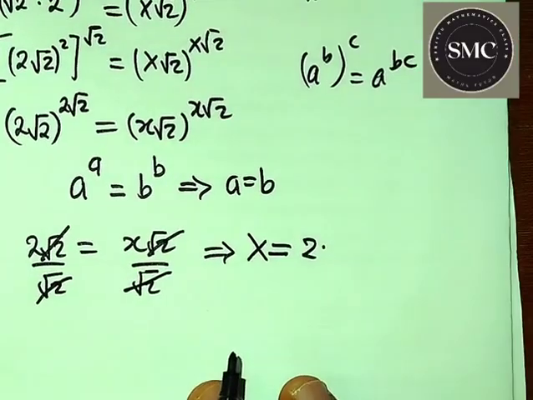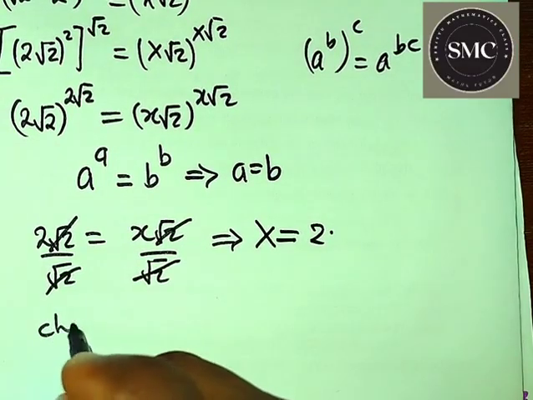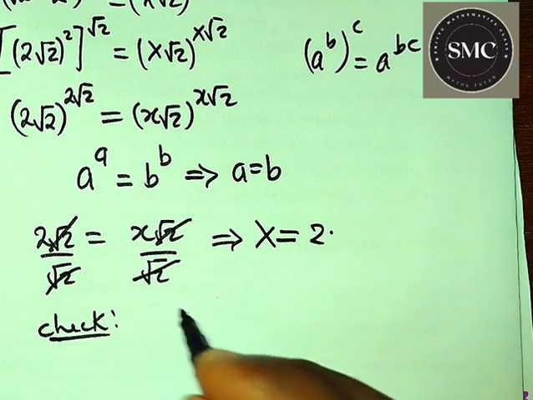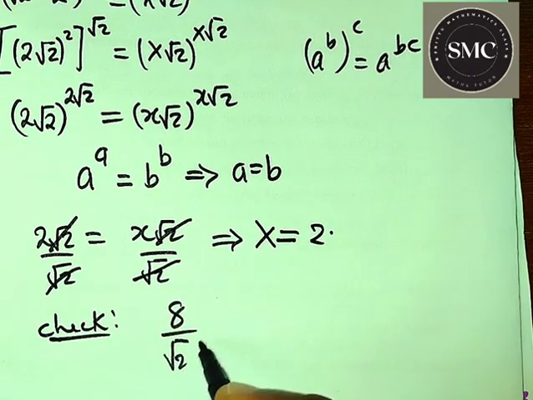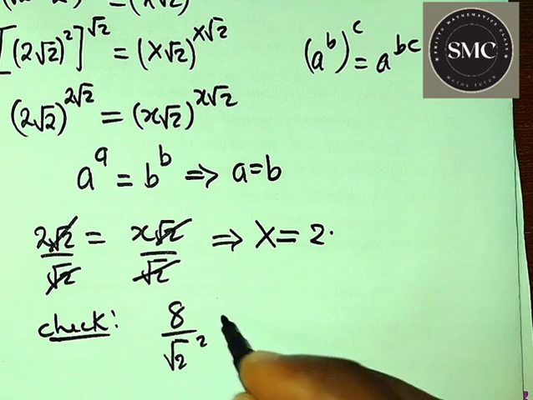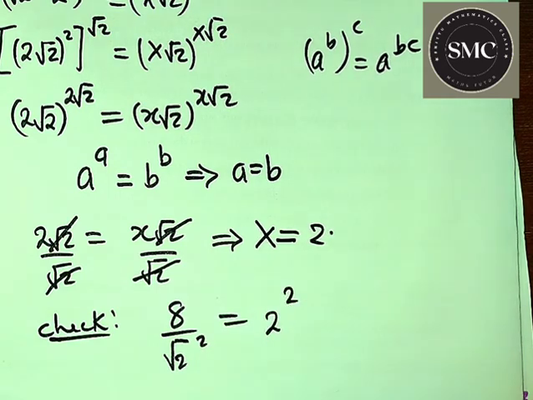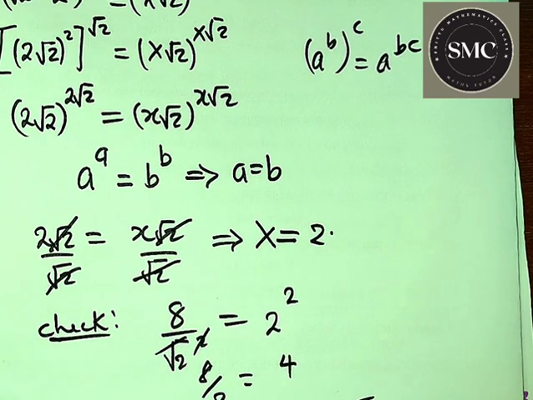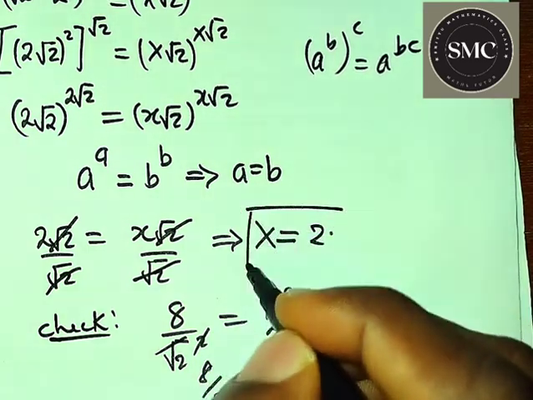So now if you want to check whether you are right or not, try to check. You can see that we are going to have 8 over root 2, then we have our x to be 2, which equals 2 root 2. So now we cancel this, we have 8 over 2 power 2, which is 8 over 4, which is going to be 2, which equals 2. So therefore we have our solution to be x equals 2.